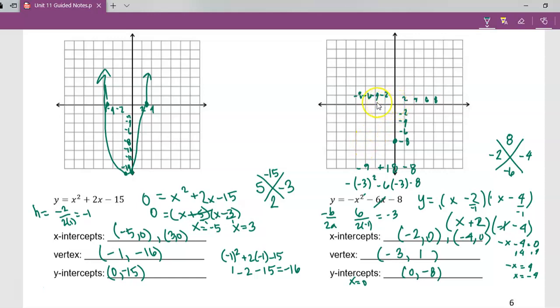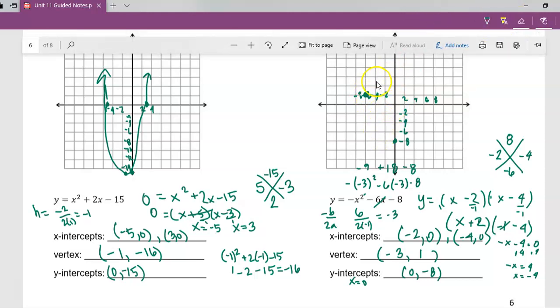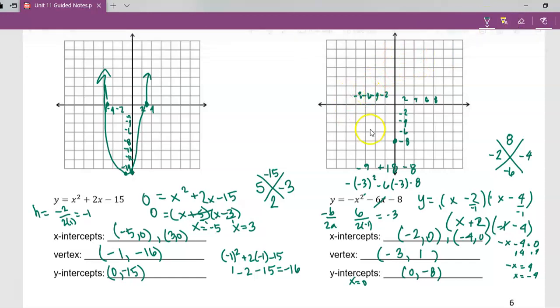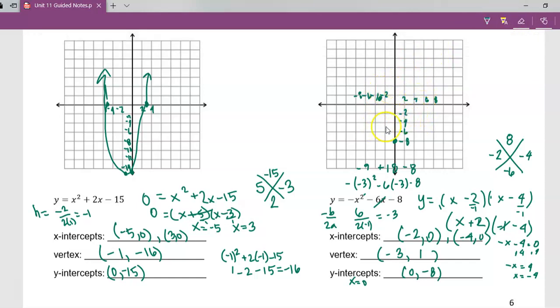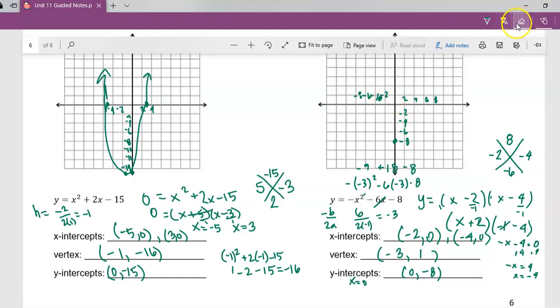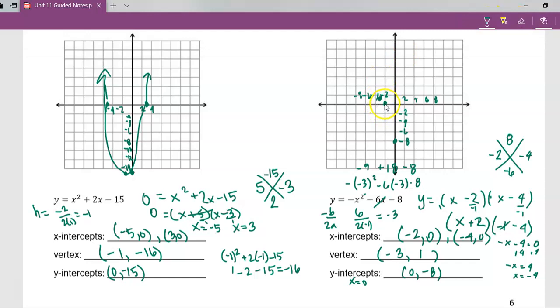My vertex is at negative 3, 1. It's right there. Oops, no, it's not right there because I did 2's. So negative 3, 1 will be right here. Goodness, I'm making a mess. And then I would have my x-intercepts at negative 2, 0 and negative 4, 0. And remember that negative means it's opening downward, so my graph would look like that. Okay.